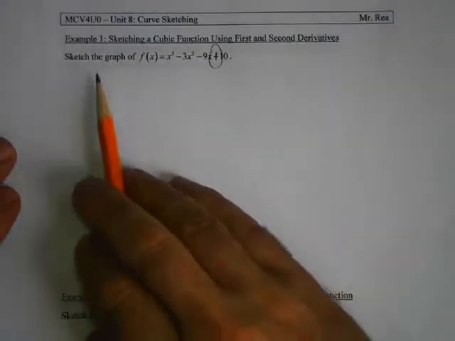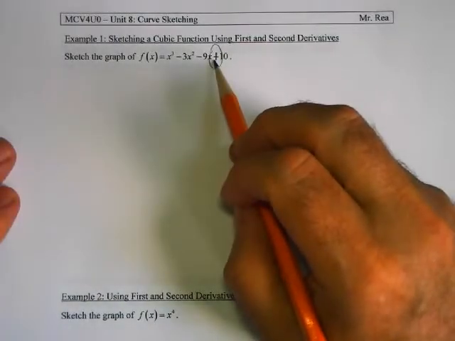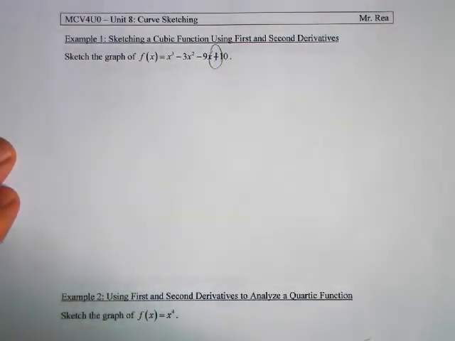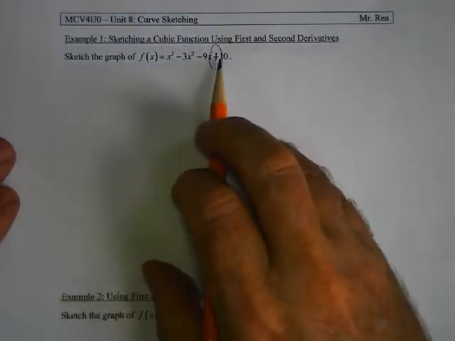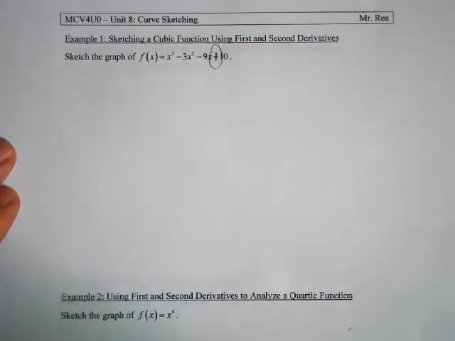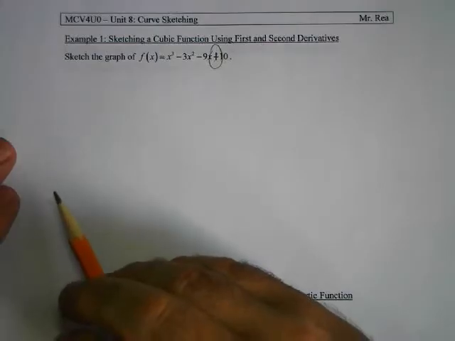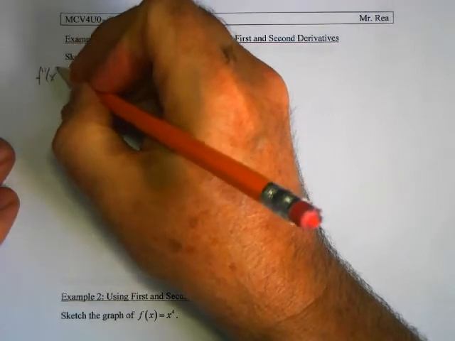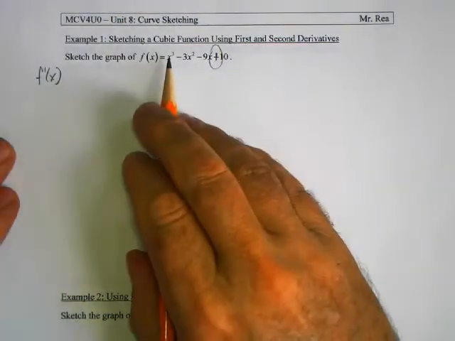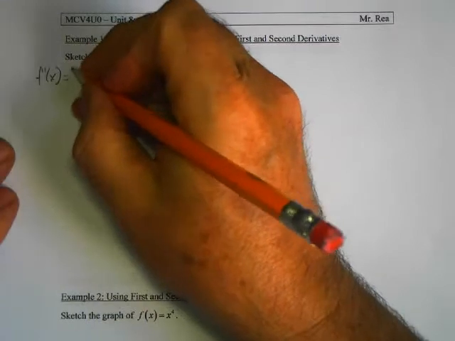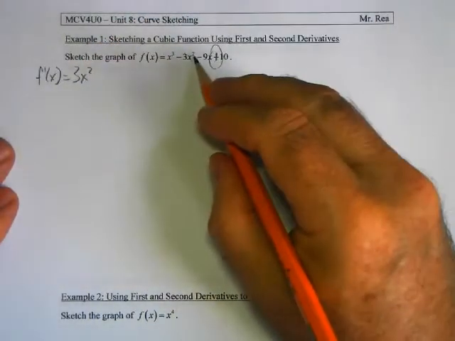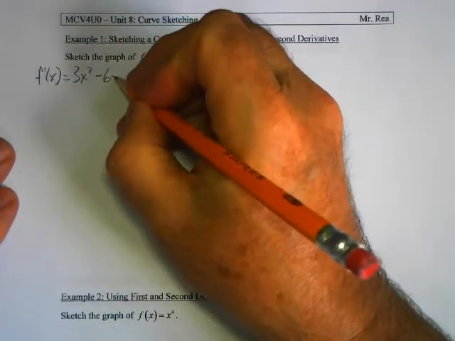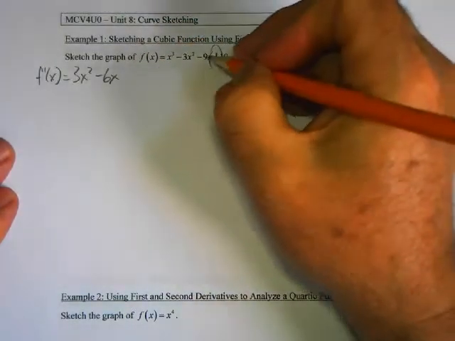Okay, so first question here, there's a typo here as well. That should be a plus 10. It says sketch the graph of this. So we're going to do the first derivative and second derivative, find out those key points, and then hopefully do a half decent sketch. So first thing we're going to do is take the derivative of f of x. So that's going to be 3x squared minus 6x minus 9.